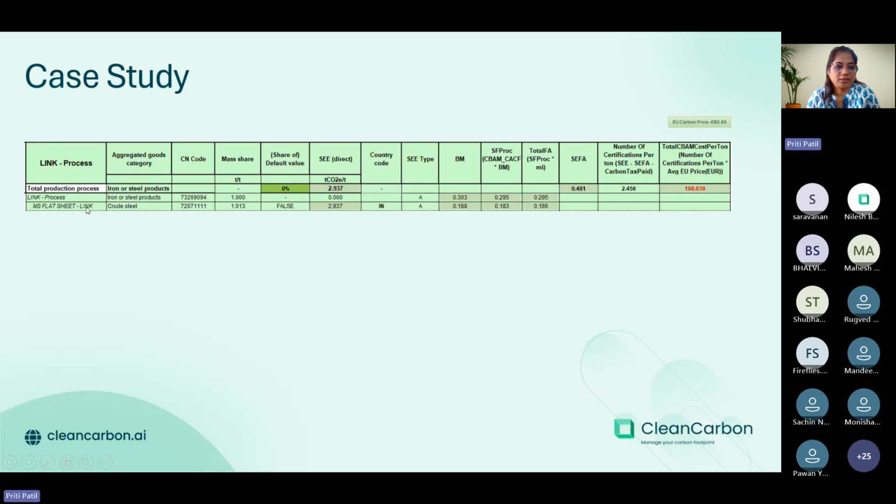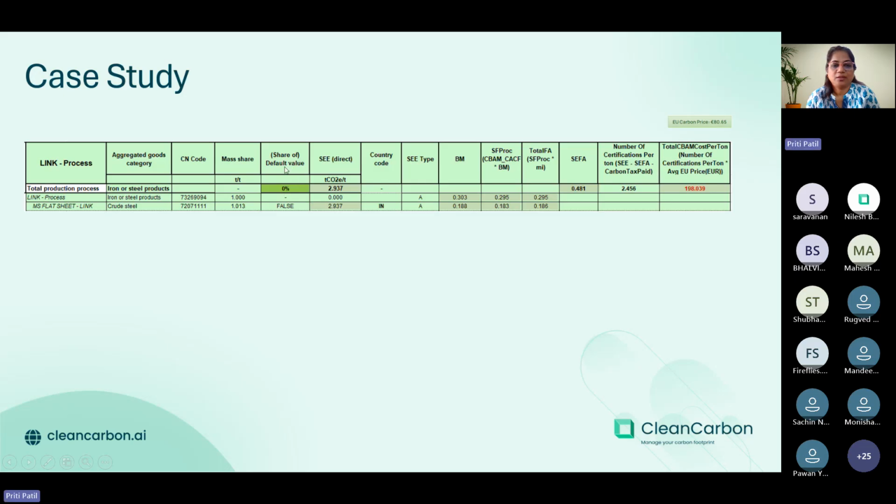It uses this precursor, MS flat sheet. It's of crude steel type. It's a crude steel with this CN code 72071111. So this product is using this precursor. This is the precursor mass ratio. So for 1 ton of product, they are using 1.013 tons of precursor.